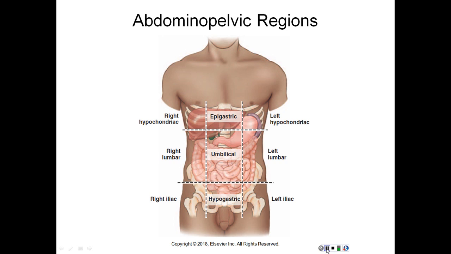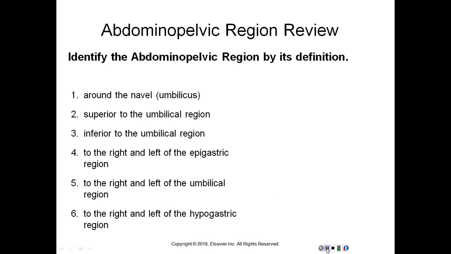We have 1 hypogastric region, which is inferior to the umbilical region. And then we have 2 iliac regions, again to the right and left of the hypogastric region near the groin. Remember, in your hip there is an iliac bone, so that's an easy way to remember the iliac regions. Then you just have to remember, when you're looking at a patient, left and right is based on their definition of it, not yours. So here, they're just wanting you to identify the abdominal pelvic regions by their definition.